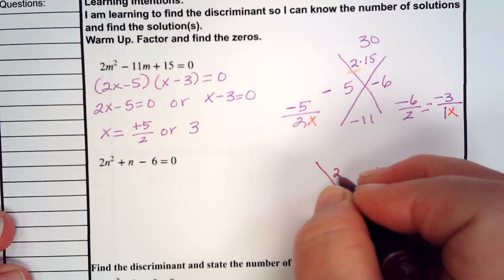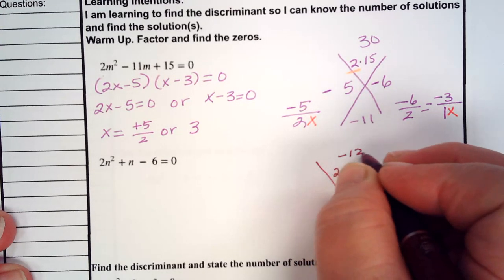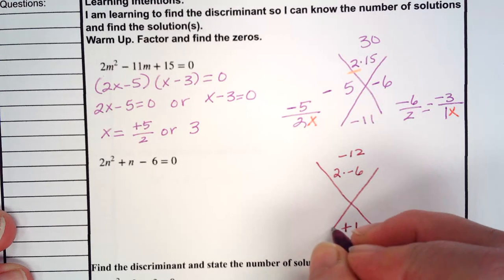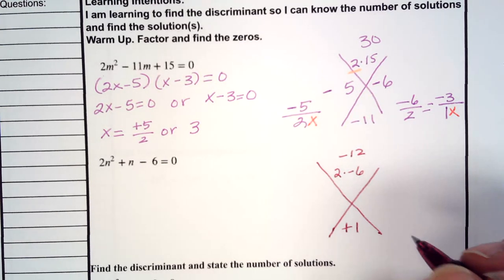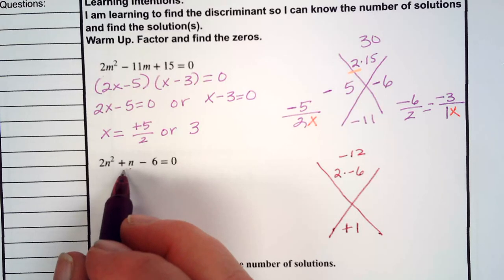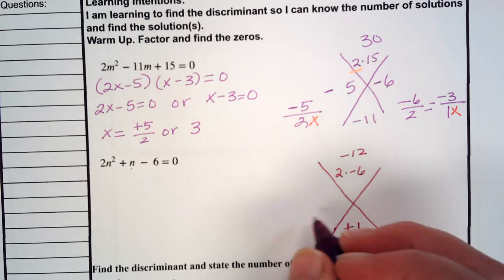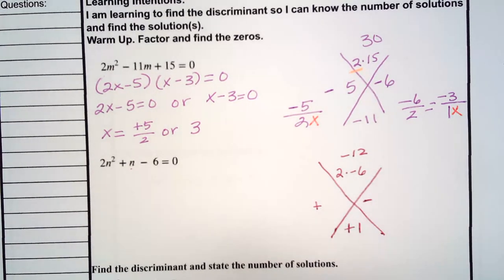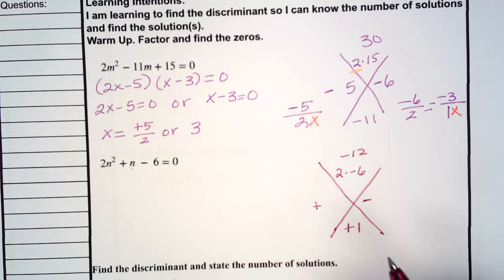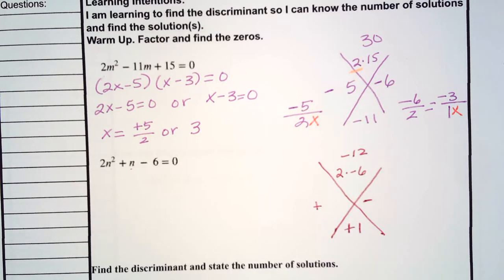I've got 2 times negative 6, which is negative 12. I've got a positive 1 down here. Remember, if it's not there, it's understood to be 1. So the coefficient of n is 1. Okay, I'm multiplying and I get a negative number. What do I know about those two numbers? One's positive and one's negative. Positive times negative is negative. Positive plus negative can be either one, depending on which is the larger base. What are my factors of 12 that when I subtract them I get 1?